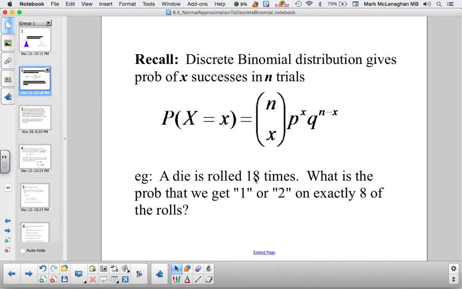Alright, let's get started. Just remember, the discrete binomial probability distribution gives x successes in n trials using the formula as such. An example of this is if we're rolling a 6-sided die 18 times, what is the probability of getting 1 or 2 exactly 8 times out of those rolls? We can use that formula to calculate it, and we can use a probability distribution to see all the different probabilities of getting 1 or 2 out of the 18 rolls. You've seen that, so if you want to, you can go back and review it.